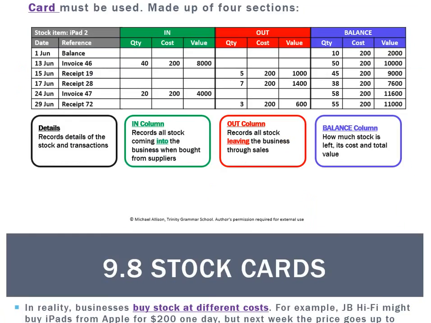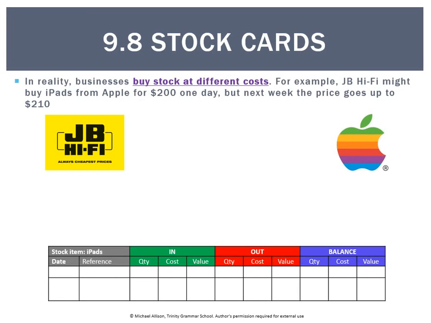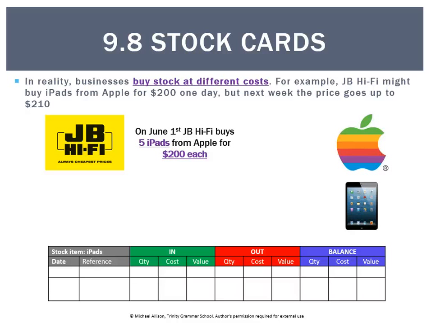$9,000. So in reality, businesses buy stock at different costs. So if you go into JB Hi-Fi now and want an iPad, Apple might sell them to JB Hi-Fi for $200 one day, but then next week the price goes up to $210. Now you don't see that as a customer, you just see the product on the shelf for sale. Let's say it's at $500. You don't know which one was $200, which one was $210. So what we do is, as a business, we're going to record that in a stock card.